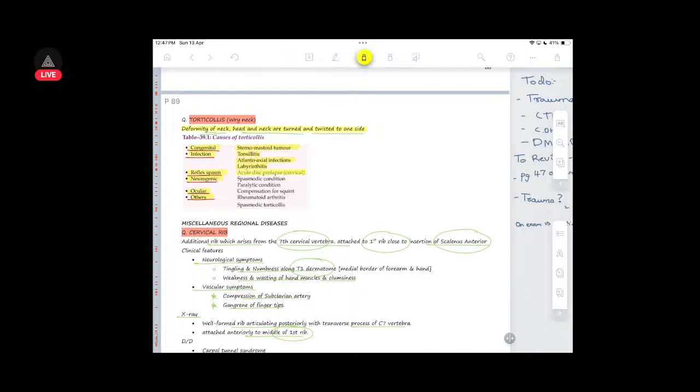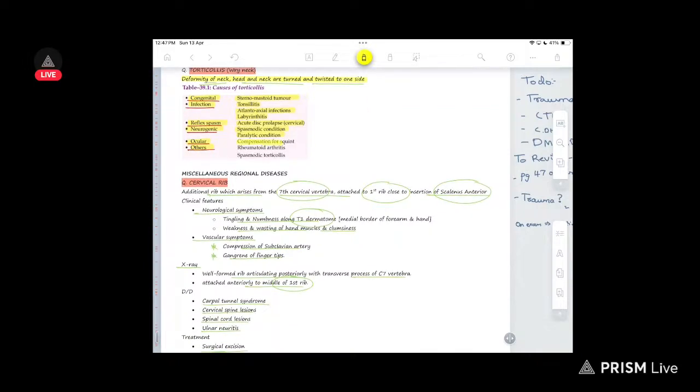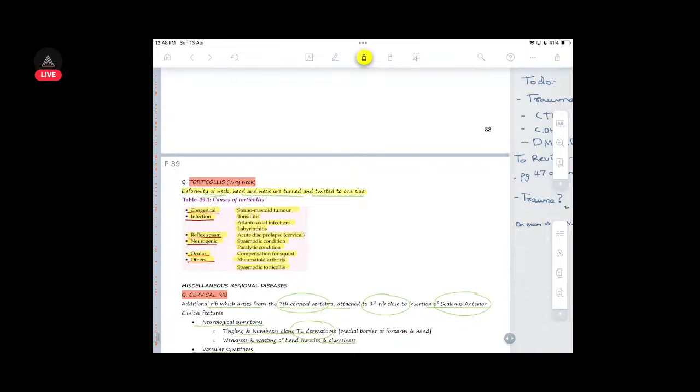Reflex spasm: you have acute cervical disc prolapse, which may cause spasm. Spasmodic contraction may be there, or some paralytic condition. Ocular: it may be compensation for a squint. They have a squint, so they rotate the head to one side so that they don't see double. Then rheumatoid arthritis or spasmodic torticollis can be there.